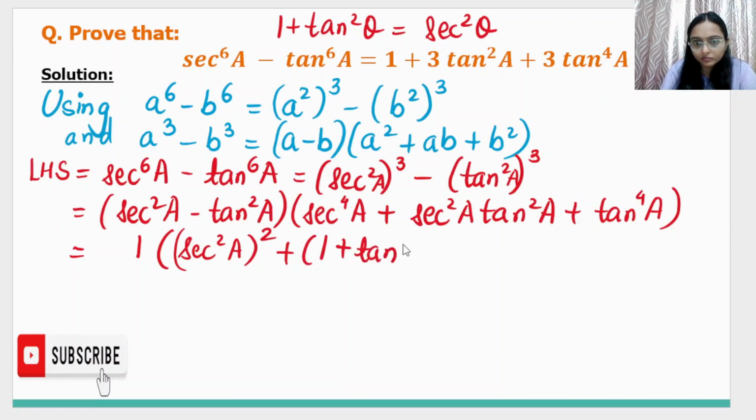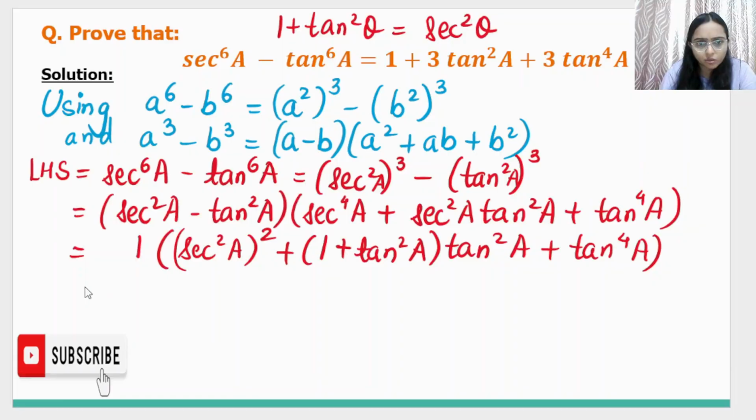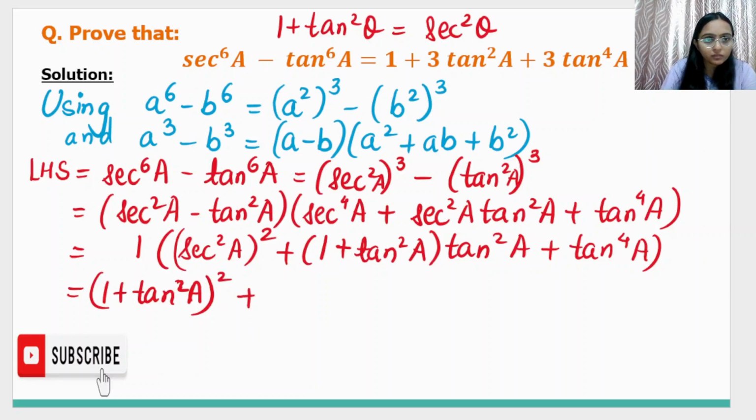Now sec square a can be written as 1 plus tan square a times tan square a plus tan 4a, which will be as it is. Now when we multiply by 1, it's gone. So sec square a, again I can replace it as 1 plus tan square a the whole square, plus, now here we have 1 plus tan square a multiplied with tan square a. So we will be multiplying this by 1 and this by tan square a.